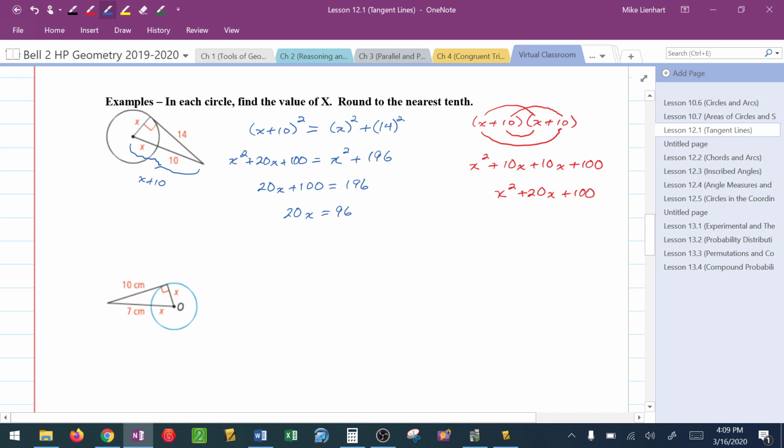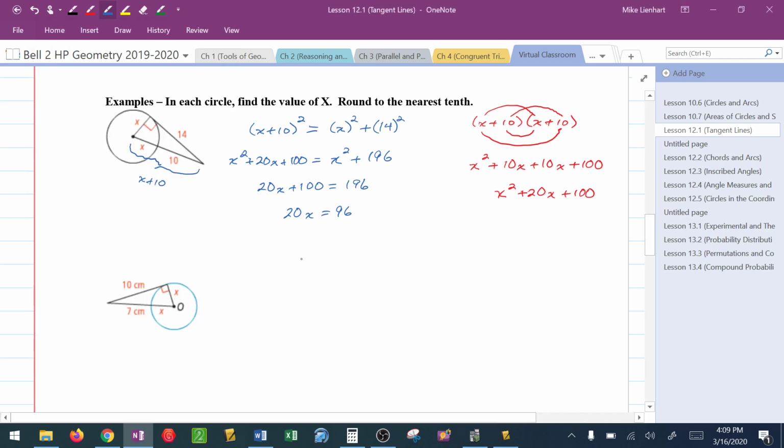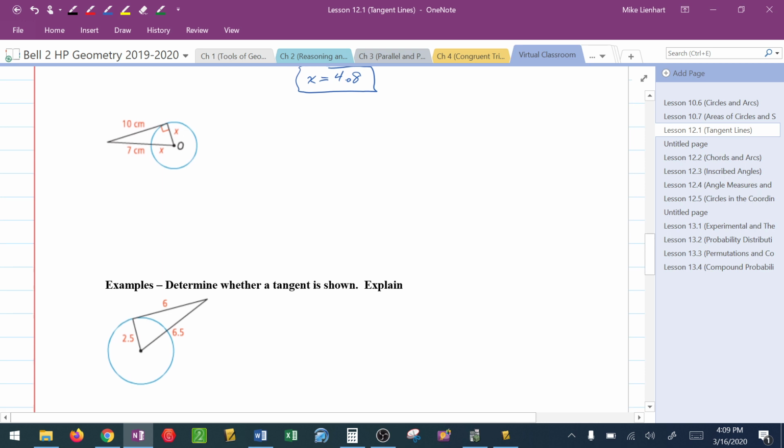All right, and now I'm going to take 96 divided by 20. Let's see how that works out. 96 divided by 20, I know that x would be 4.8, and my directions say round to the nearest tenth, so that's perfect. If you notice, there are no units here on that particular problem, so I didn't need to worry about the units. Okay, this next problem here.